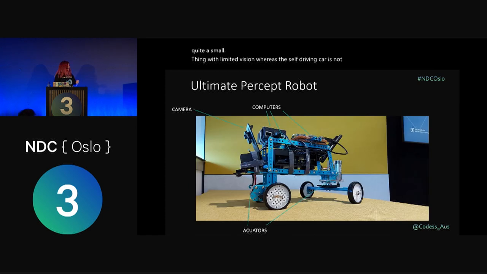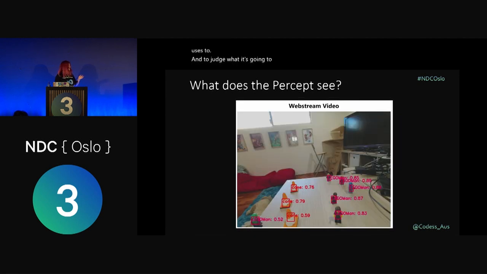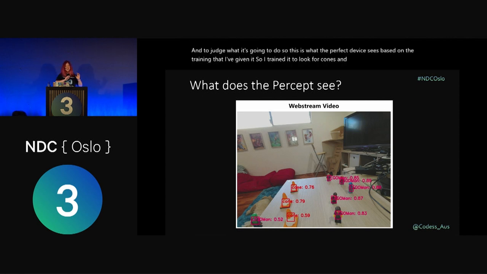Now, I did make a little demo of my own. This is my ultimate robot. It has a couple of Raspberry Pis to control its movement. Inside is an Azure Percept device, which is an IoT edge device that it uses to see and to judge what it's going to do. So this is what the Percept device sees, based on the training that I've given it. I have trained it to look for cones and identify the cones and identify Lego men.